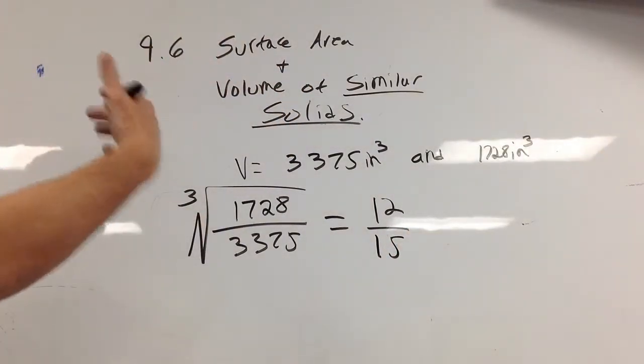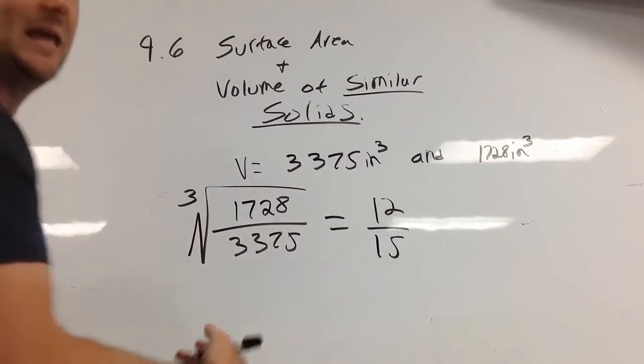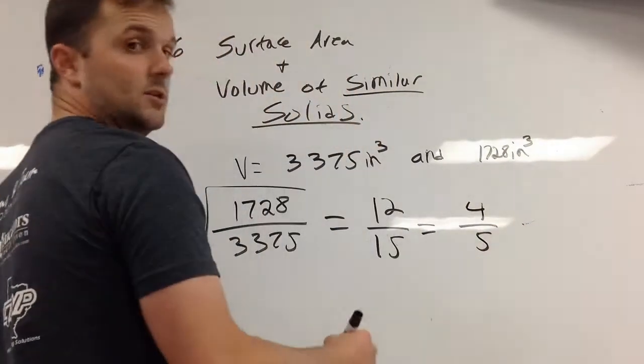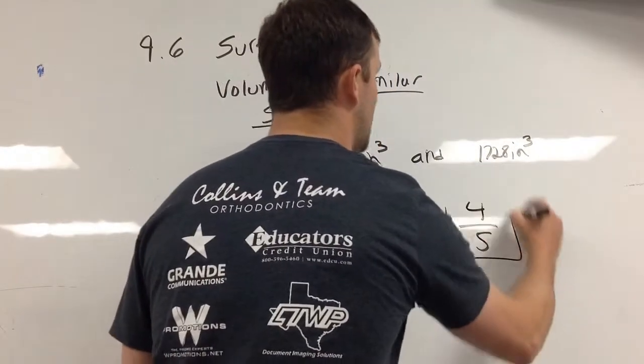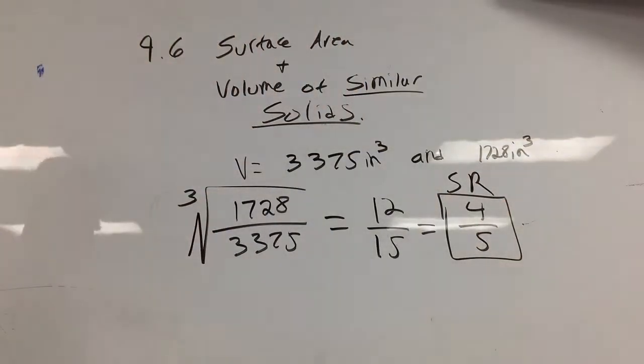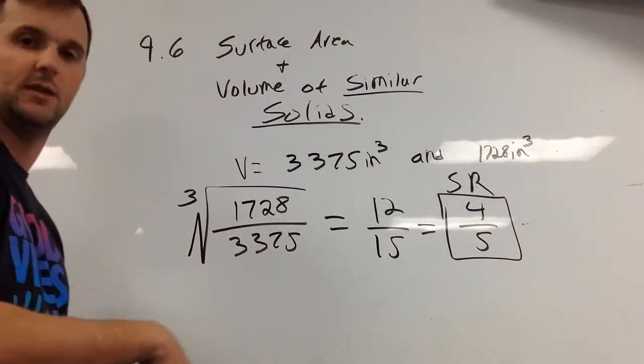But then whenever I plug 12 over 15 in the calculator, it is going to reduce even further to be 4 over 5. So the smallest fraction, this is going to be your similarity ratio, which I would use to find missing sides, to find missing perimeter, and stuff like that.